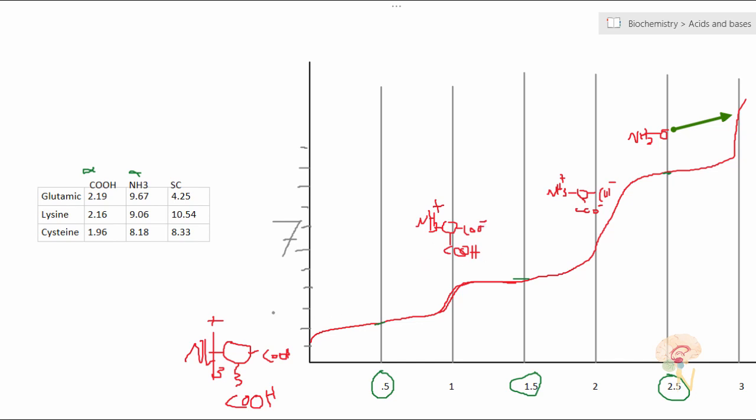So we have here one positive charge, 0, 0. Here we have one positive charge and one negative charge, so a total of 0. This is the isoelectric point. Let me color it in blue. So the isoelectric point is between this value and this value. Take 2.19 plus 4.25 divided by 2 and you find it. I won't calculate it.